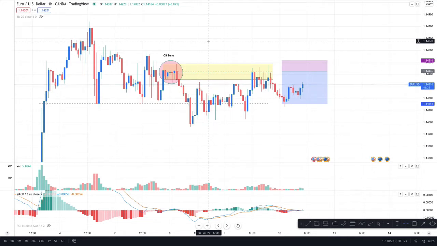All right, so today we are on the Euro USD on the 1 hour time frame. And we are going to keep this short and simple and right to the point. Okay, let's see what we got here.